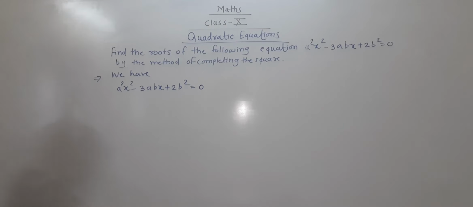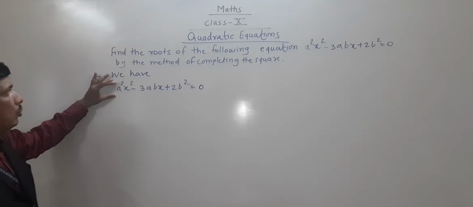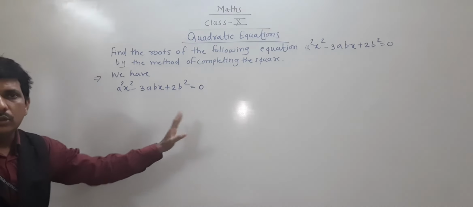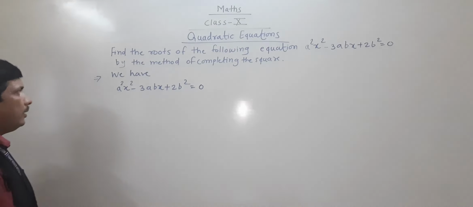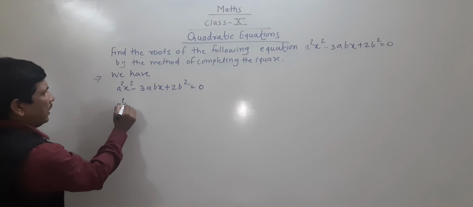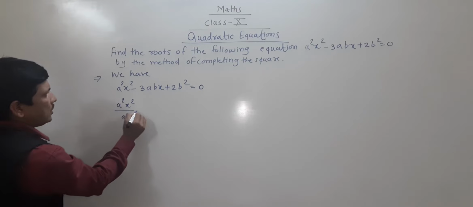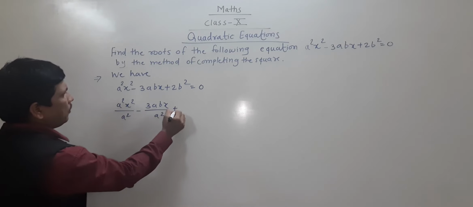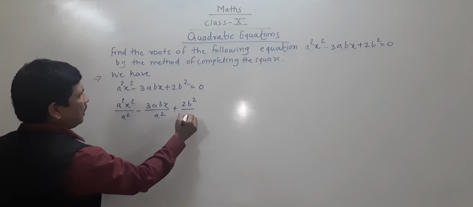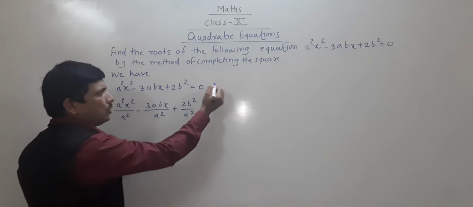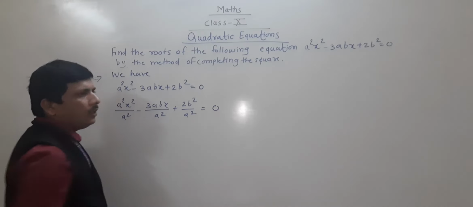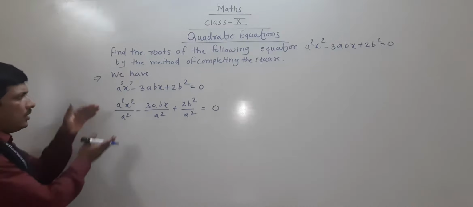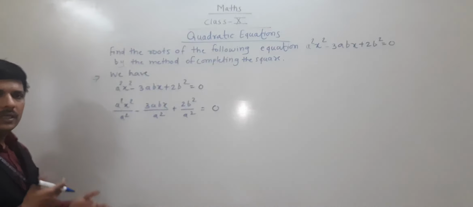Now, as usual, what is the coefficient of x squared? The coefficient of x squared is a squared. So we need to divide the whole equation by a squared. So a²x² divided by a², minus 3abx divided by a², plus 2b² divided by a², is equal to 0 divided by a², which will be 0. So directly we have taken 0. Now see here, this step we can avoid. Directly also we can write.